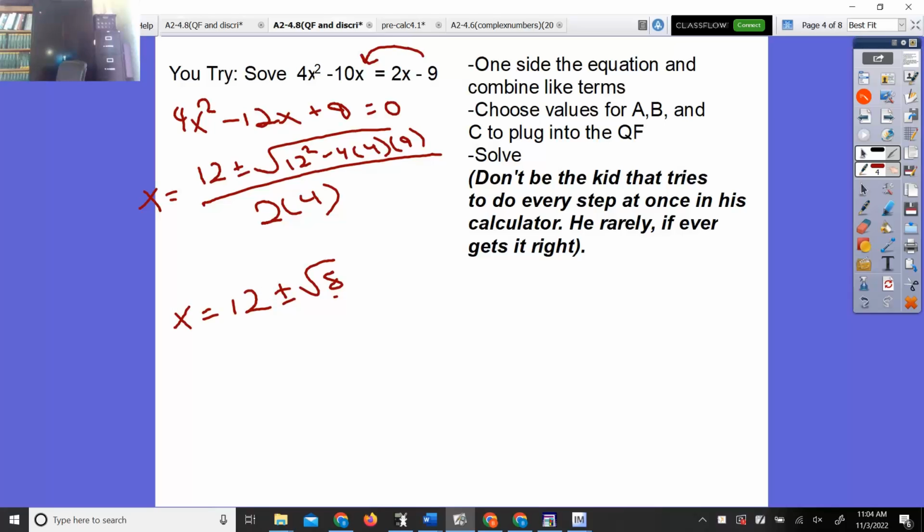We're going to write out root 0, both pieces over twice of 4, which is an 8. What is the root of 0? 0. What's 0 divided by 8? 0. 12 over 8 is 3 halves. You have 3 halves plus or minus 0.